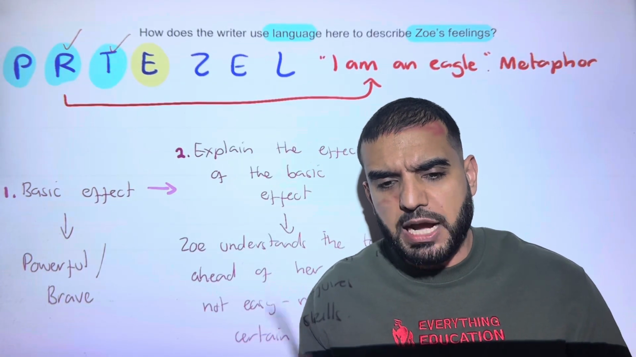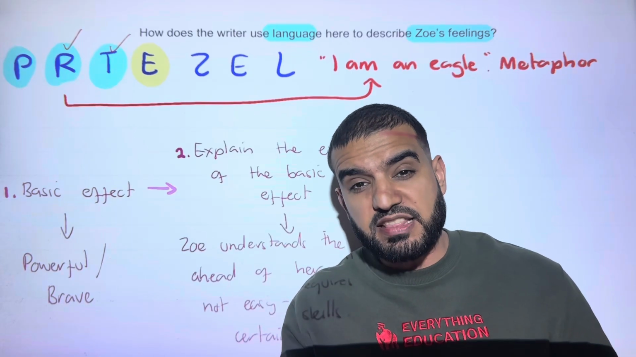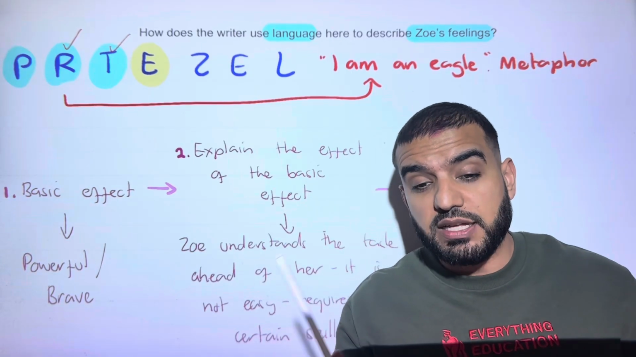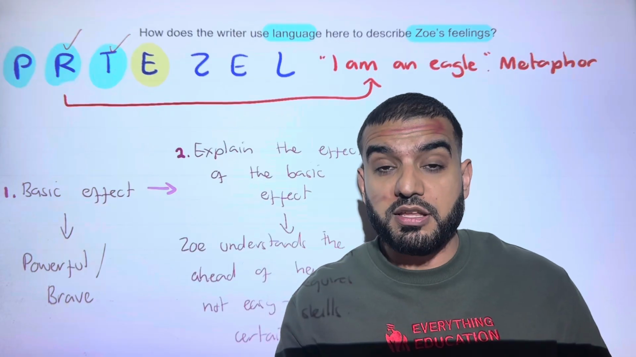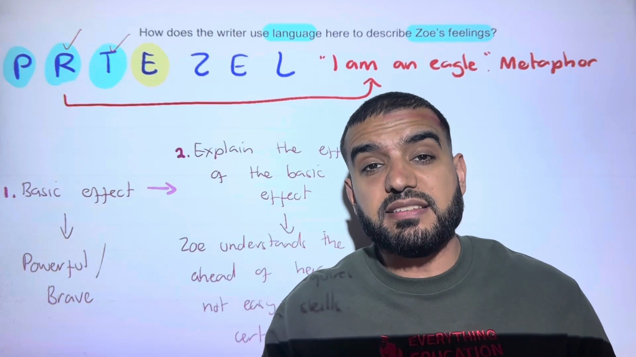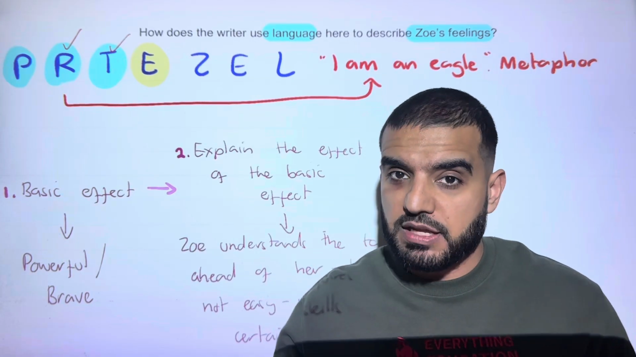Why does she need to be powerful and brave? Okay, fine. The fact that she's powerful and brave shows that what she's about to do is hard. It's not easy. And it requires a certain skill set. Okay, let's go for one more, guys.